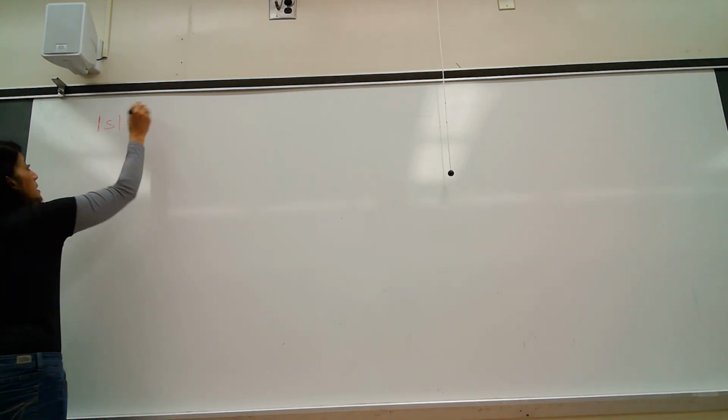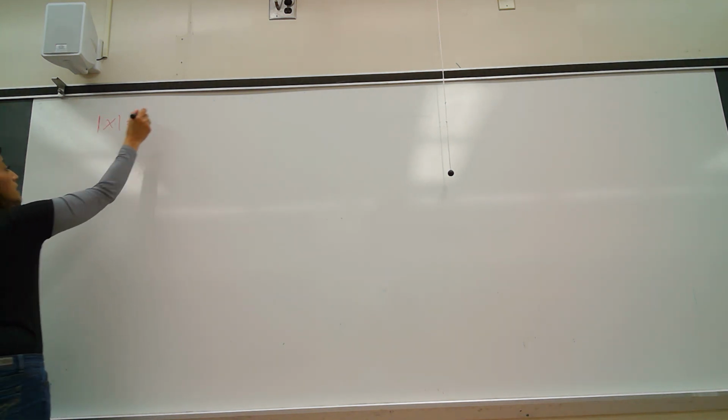Absolute value of x. Absolute value of x less than or equal to x. Absolute value of y. Okay. We're sketching in pairs. Cool.